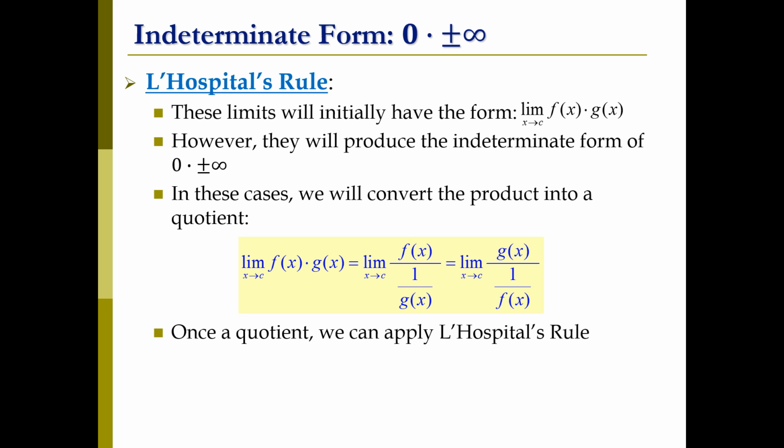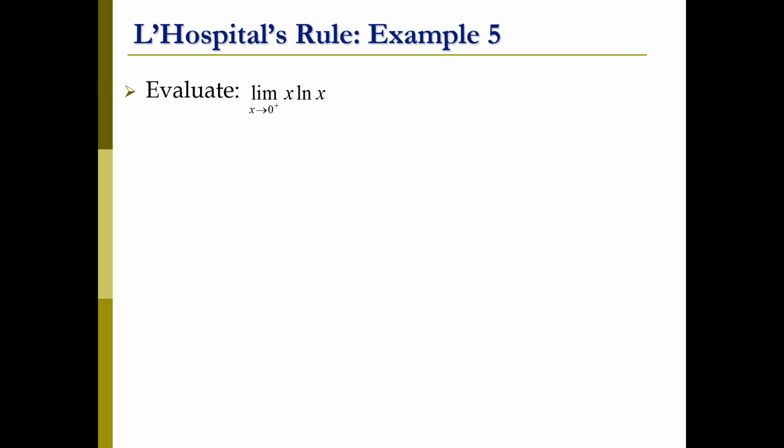So the limit as x approaches c of f of x times g of x is equal to the limit as x approaches c of f of x divided by 1 over g of x, or we could do the limit as x approaches c of g of x divided by 1 over f of x. Once again, once this is a quotient, we will either have 0 over 0 or infinity over infinity, and we can apply L'Hopital's rule.